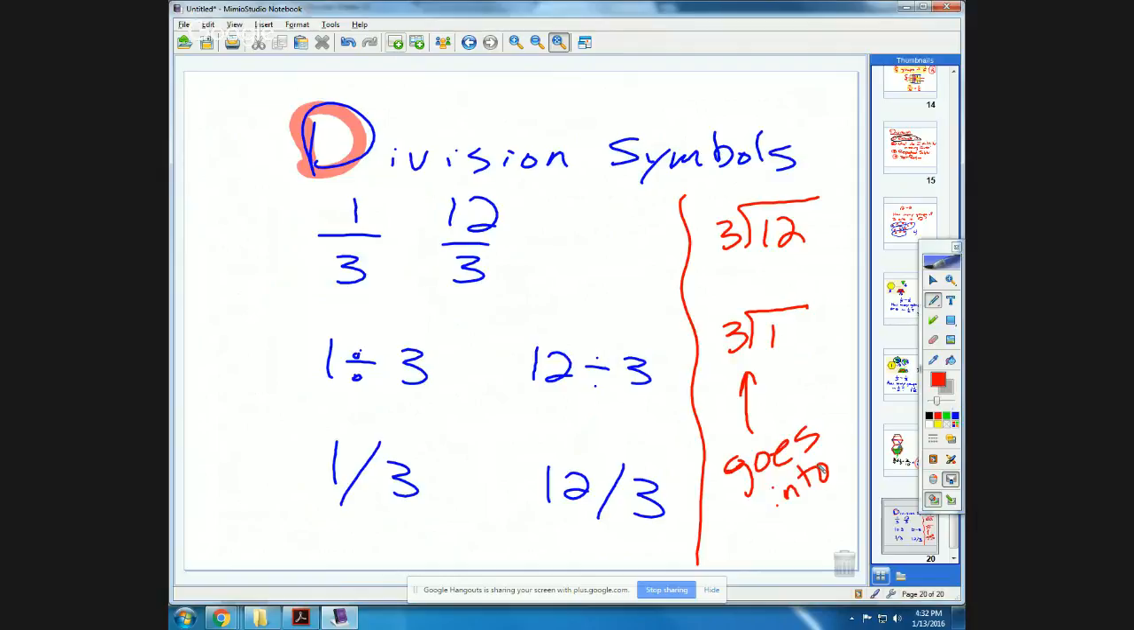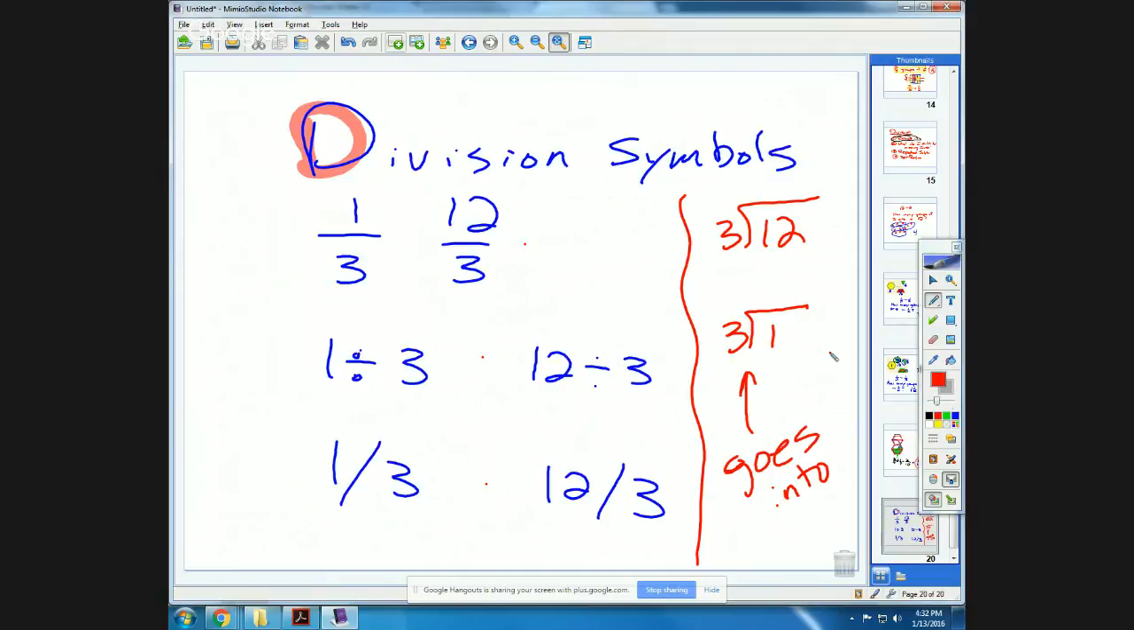Because it does behave differently, and it does order the numbers differently. So there's a big difference between these three symbols and this one right here, and we should be careful with kids to treat them differently. They all mean division. However, this one behaves very differently than the other ones do, the order being different. So a little caution with that.